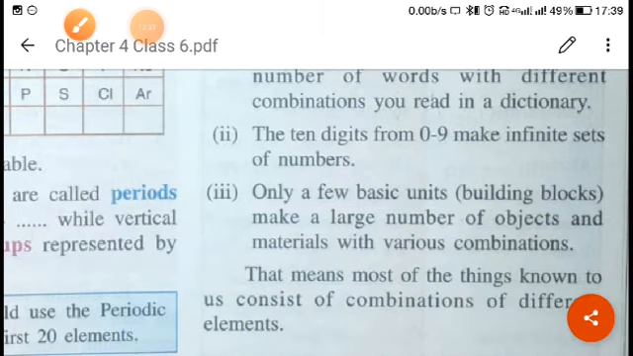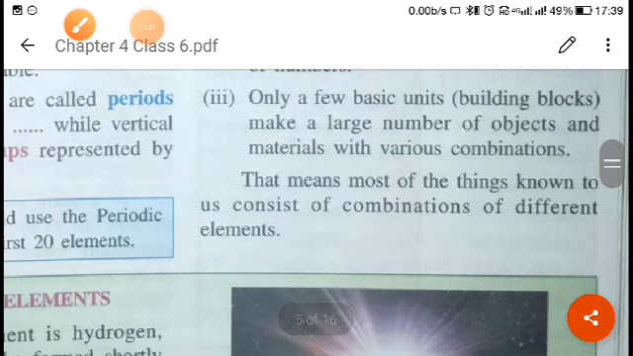So just like the English alphabet, which has 26 letters, and by arranging these 26 letters we make a huge number of words, in the same way, from the 118 elements present in the universe we make a huge number of compounds. So what is a compound? It is a combination of two or more elements combined together in a fixed ratio.